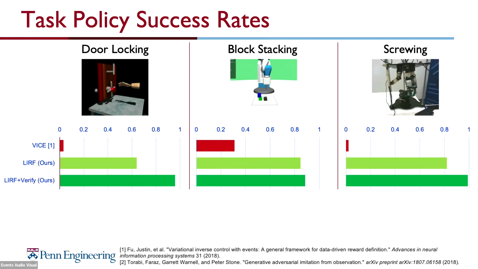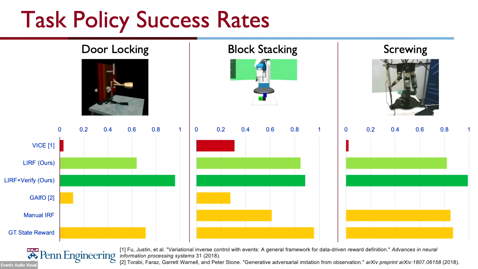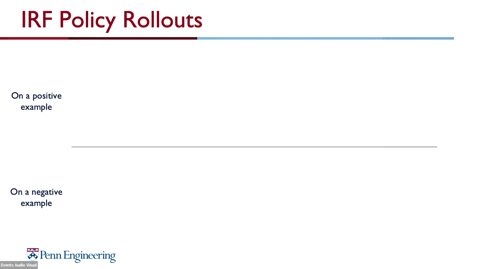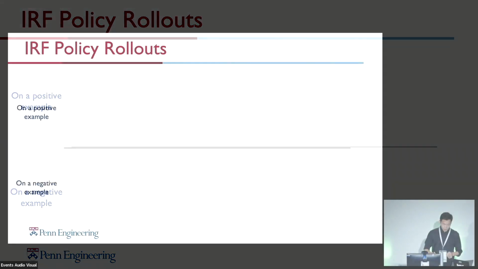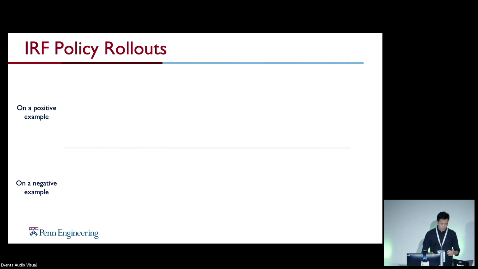Furthermore, if we allow LERF to keep trying until the evaluation policy is happy, we can get better performance. We even compared LERF to methods that have access to actual privileged information, like demonstrations, manually engineered verification behaviors, and ground truth state rewards. And we find that it performs on par or better than all of them. So it looks like the rewards provided by our interactive reward function policies did indeed produce good task policies.